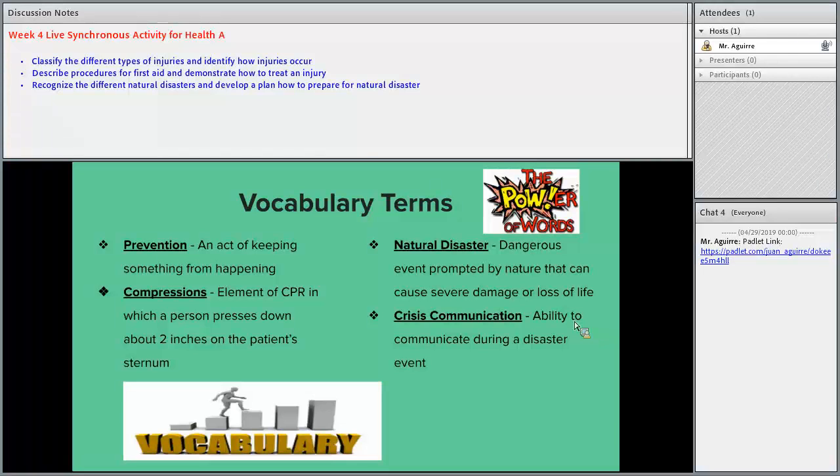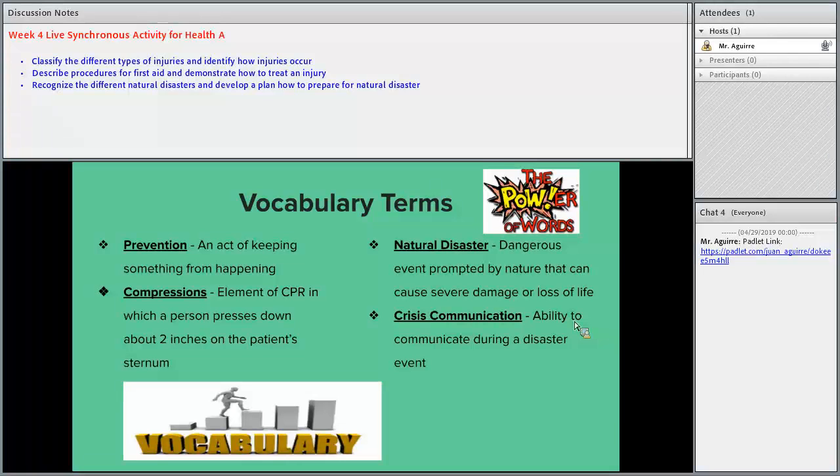Next, we have compressions. You're going to see one of these in our methods that we can use to help with an injury. It's an element of CPR as well, in which a person presses down about 2 inches on the patient's sternum. We have two types of compressions. We're going to talk about CPR compression as well as holding compression on your arm.